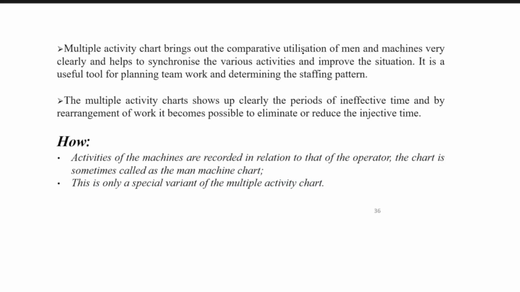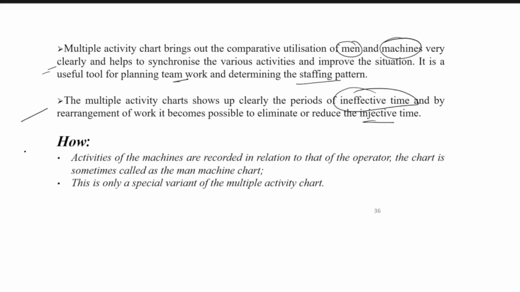Multiple activity charts bring out the comparative utilization of man and machine very clearly and help to synchronize the various activities and improve the situation. It is a useful tool for planning teamwork and determining the staffing pattern. The multiple activity chart shows up clearly the periods of ineffective time, and rearranging the work makes it possible to eliminate or reduce the ineffective time.